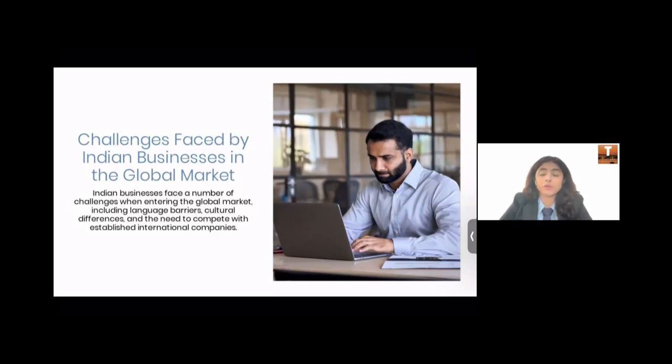So protecting intellectual property rights can be a major challenge in the global market, because Indian businesses need to ensure their patents, trademarks, and copyrights are adequately protected in each market they operate in, in order to avoid infringement or theft. So fourth would be infrastructure and logistics.